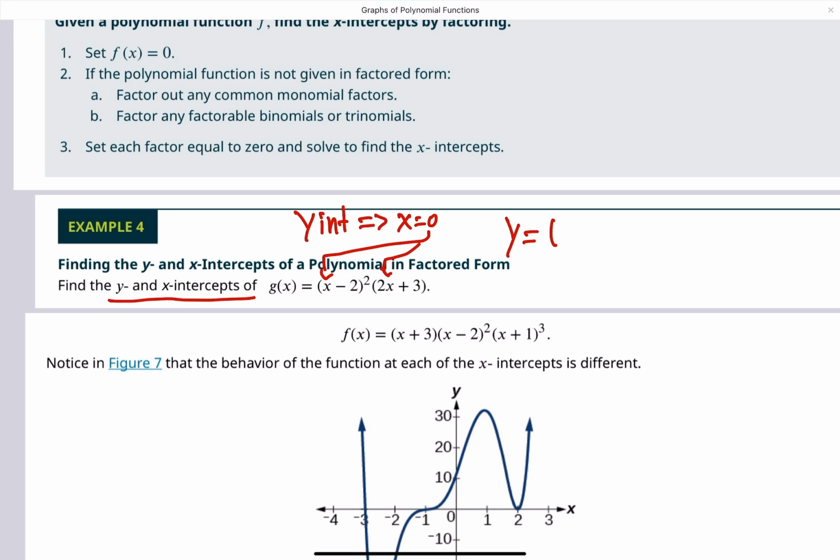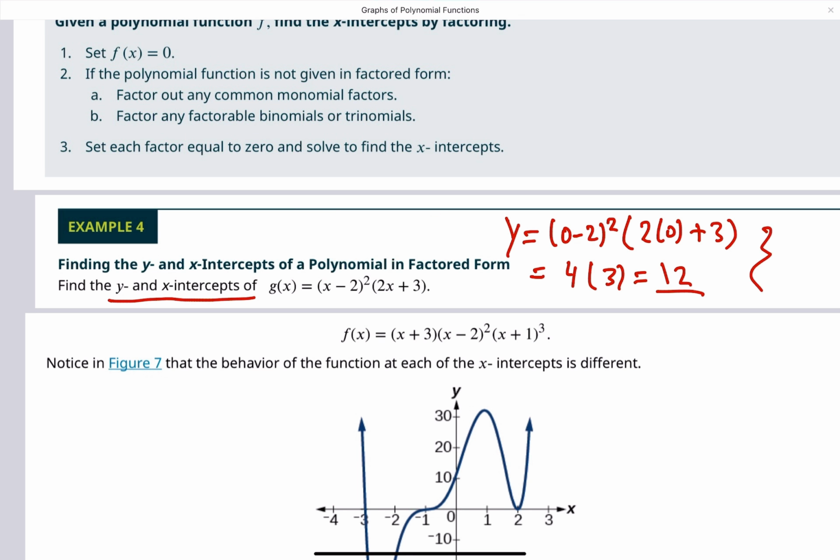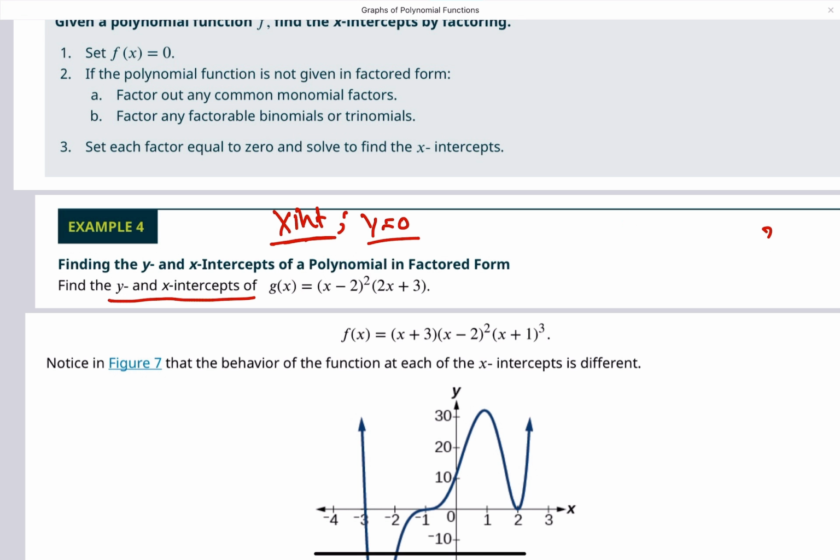So y equals 0 minus 2 squared, 2 times 0 plus 3, you get 4, you get 3, you get 12, right? Now, I'm not sure if I made a mistake, but I'm pretty sure you understand this. Now, how do I find the x-intercept? You plug in y equal to 0, and then you take out the factors, you find the x-intercepts.